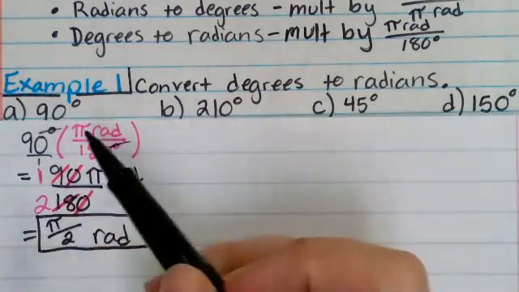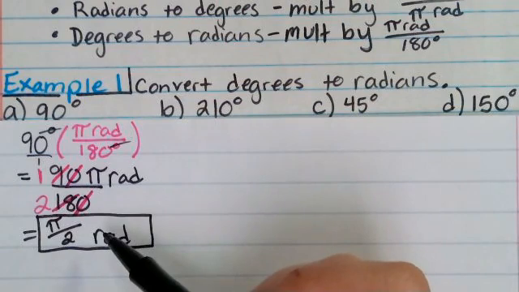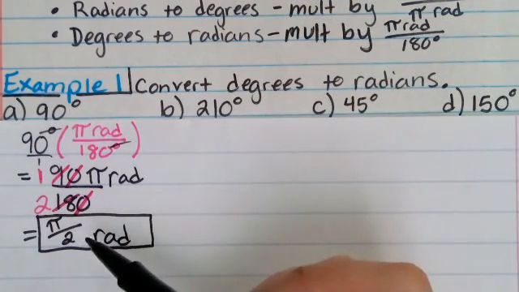Now I want you to think about this. 90 degrees is a really common angle to be using, right? Pi over 2 radians is the exact same measurement. It's just represented in radians. So you're going to see pi over 2 radians fairly often as well.